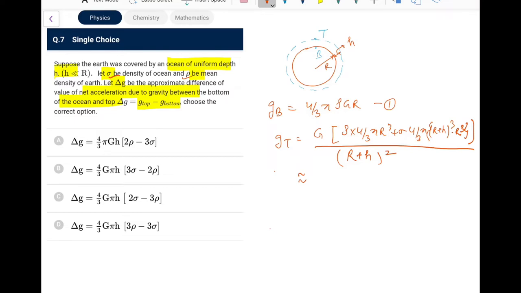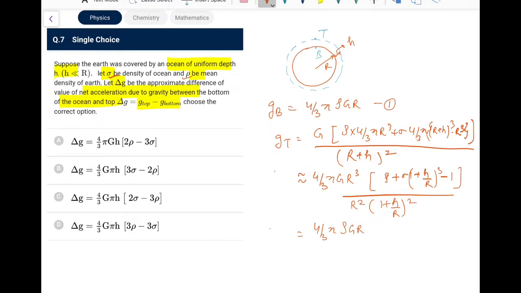So if I simplify it, what will I get? Let me take it common. I take 4 by 3 pi G out as common, and I take this R cube also as common. What I will have is rho plus sigma into (1 plus h by R) whole cube minus 1, upon R square into (1 plus h by R) whole square. Okay, so this R square will get cancelled.